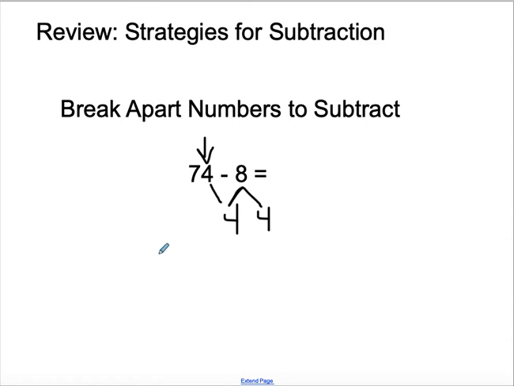So now I know I have to do 74 take away 4 equals my friendly number of 70. And now I have to subtract 4 more. So now I'm at 70, and I need to take away another 4. And that's going to equal 69, 68, 67, 66. So 74 take away 8 equals 66.